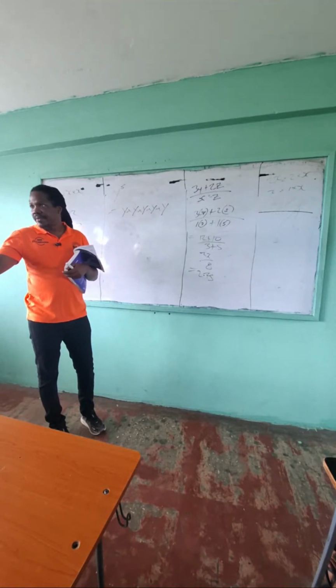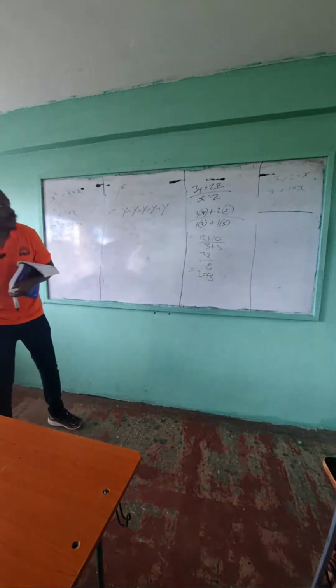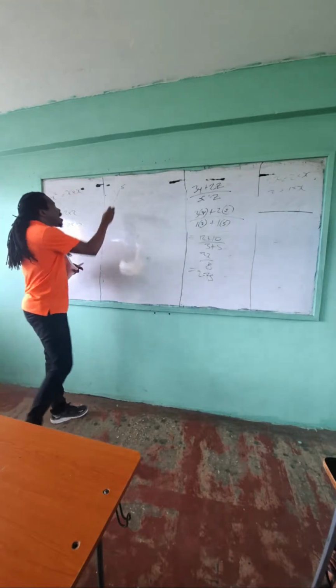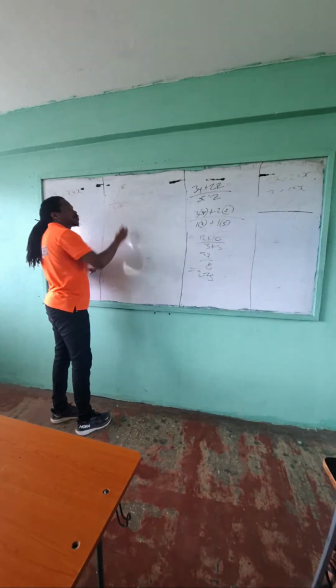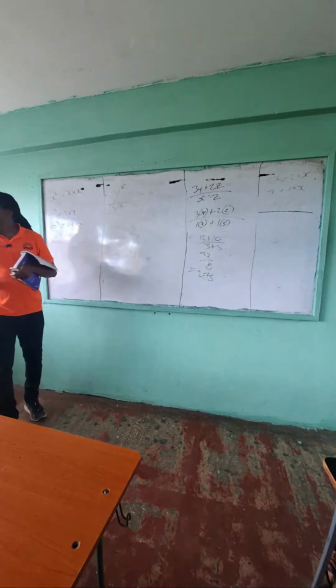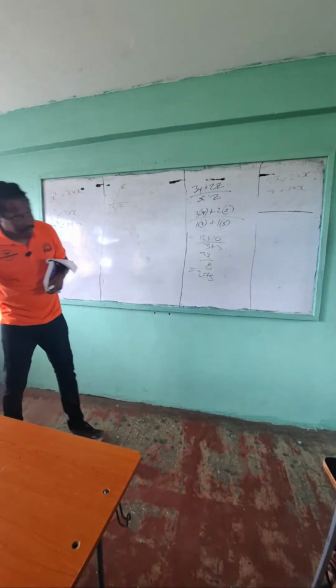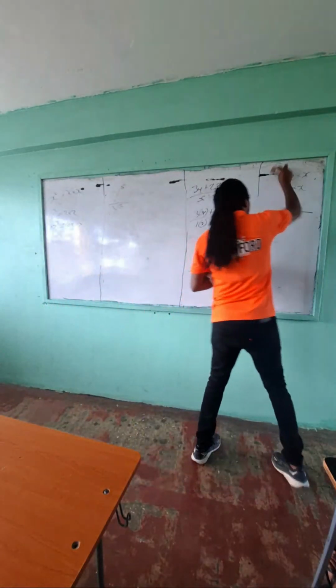So if you understand that, therefore, and they say y to the 5th power divided by y to the 3rd power, what that means is y times y times y times y times y, over y times y times y. Rough work.